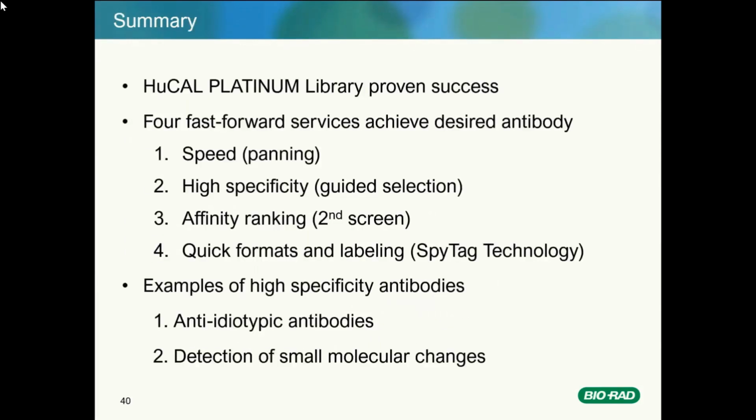In summary, we discussed the proven success of the UCAL Platinum Library, and then we discussed our 4 services. The panning service delivers speed, only 8 weeks for a generation. The guided selection core technology service delivers high specificity antibodies. The secondary K-off rate screening service delivers high affinity antibodies. And the SpyTag technology service delivers quick formats and labeling.